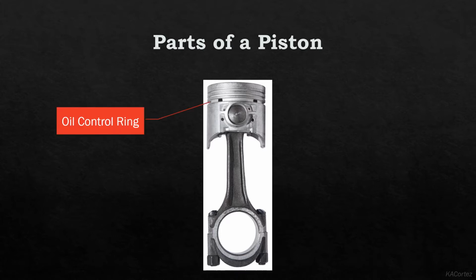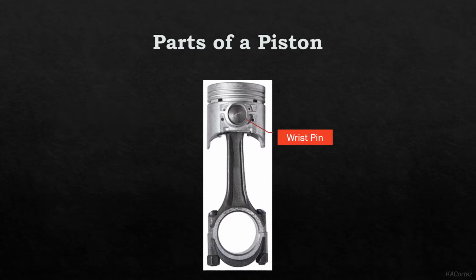Oil control ring. Its main function in the bottom piston groove is to scrape oil from the cylinder wall, meaning the oil control rings play a major part in regulating an engine's oil consumption. The wrist pin is a pin through the skirt of a piston in an internal combustion engine, to which the little end of the connecting rod is attached. The bearing at the other end of the connecting rod is known as the little end, and holds the wrist pin that is mounted in the piston.